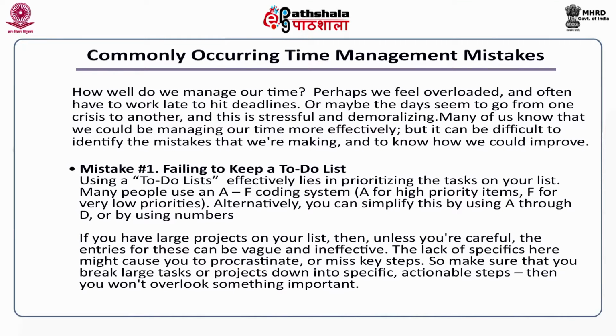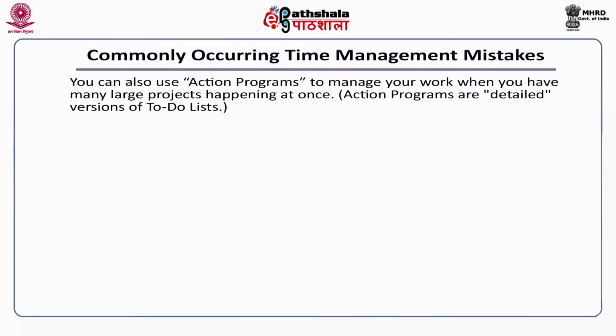If you have a large project on your list, then unless you are careful, the entries for these can be vague and ineffective. The lack of specifics here might cause you to procrastinate or miss key steps. So make sure that you break large tasks or projects down into specific, actionable steps, then you won't overlook something important. You can also use action programs to manage your work when you have many large projects happening at once. Action programs are detailed versions of a to-do list.